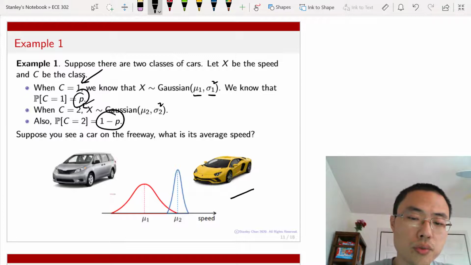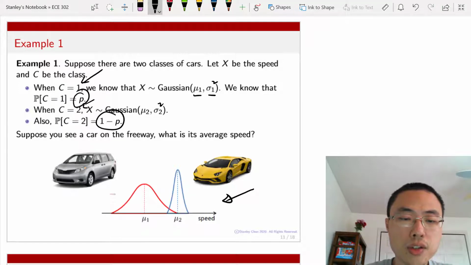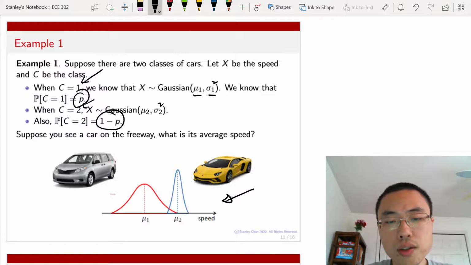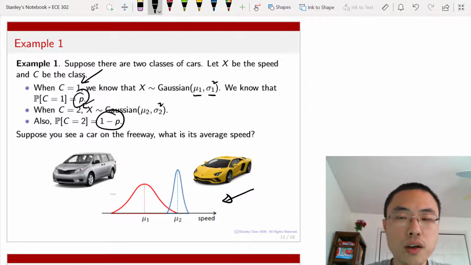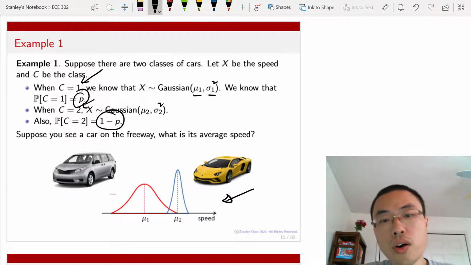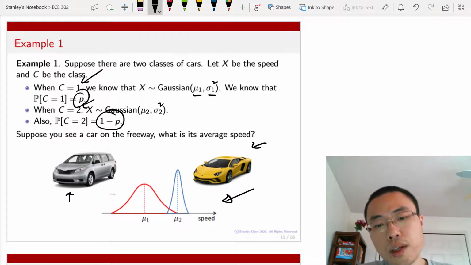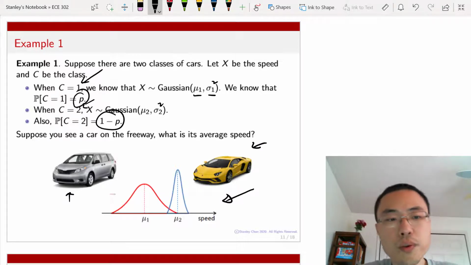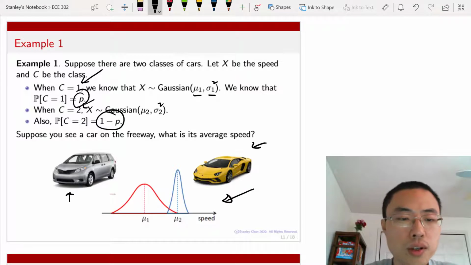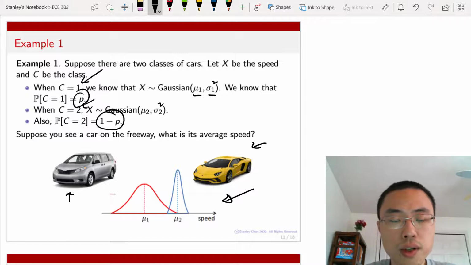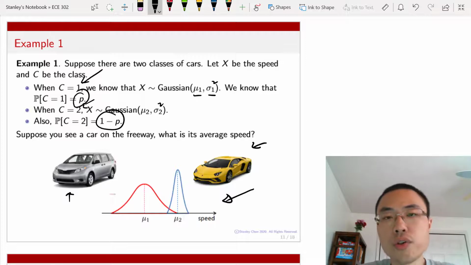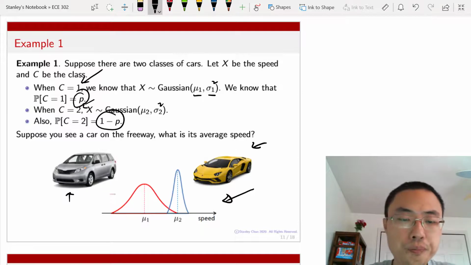Now, this diagram will illustrate what the problem asks. You have a Gaussian distribution for car 1, and a Gaussian distribution for car number 2. You go to the freeway, you look at the car. That could be this type of car or that type of car. You get one of the two types of cars with probability p and 1 minus p. If you get this one, you will have this mean and that variance. If you look at this type of car, you have this mean and that variance. What is the average speed overall? If you just look at one car, what is the average speed?